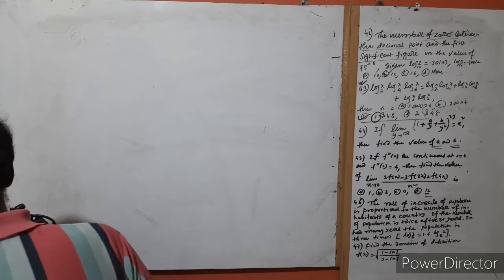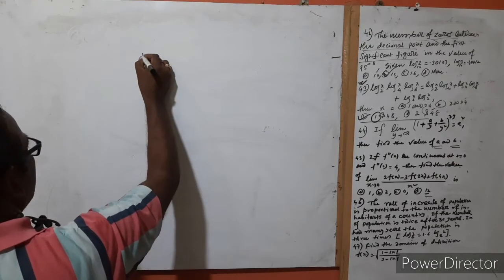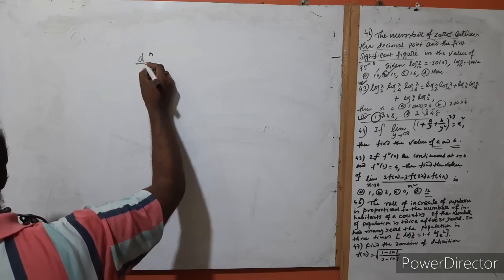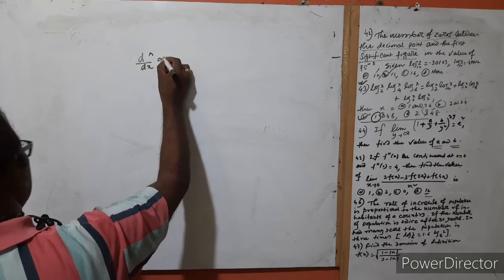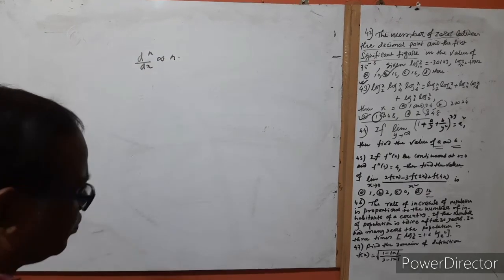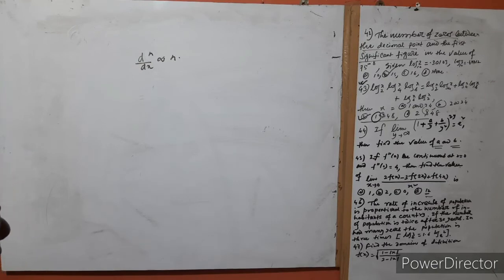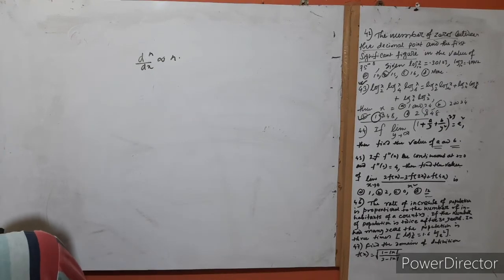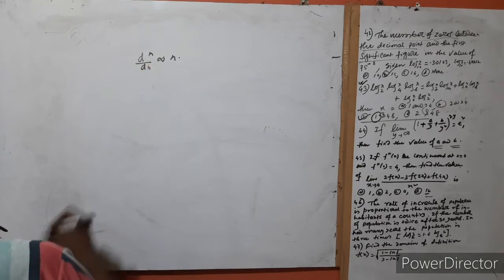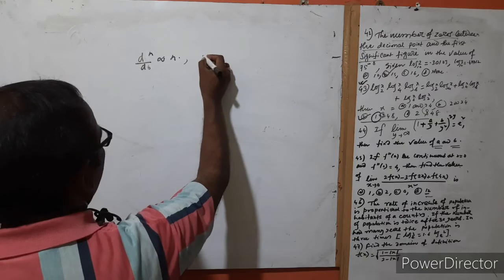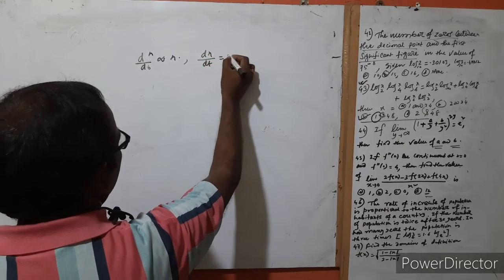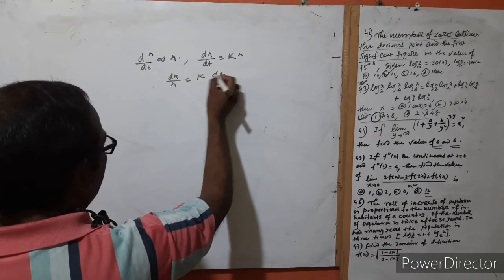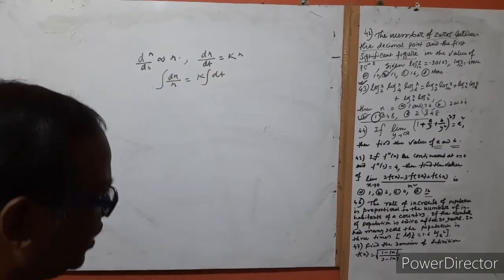Okay, so from the given statement, dN by dt is proportional to the number of inhabitants, with respect to time t. The rate of increase of population is proportional to the number of the inhabitants. So we can write dN by dt is equal to k times N. So now dN by N is equal to k into dt, and this is the integration.